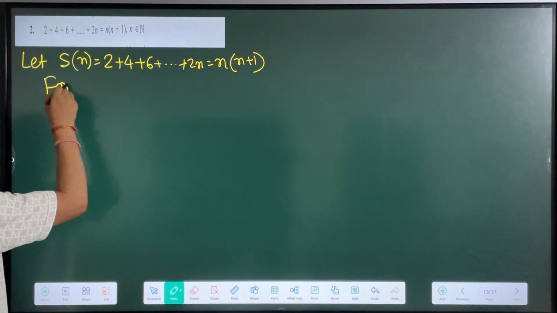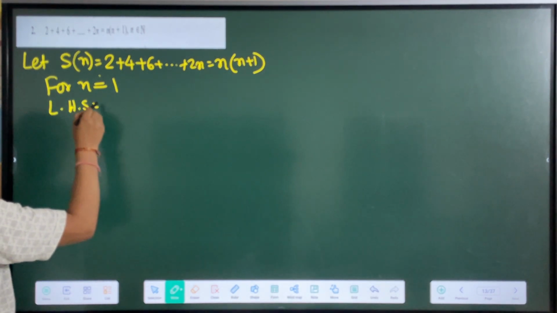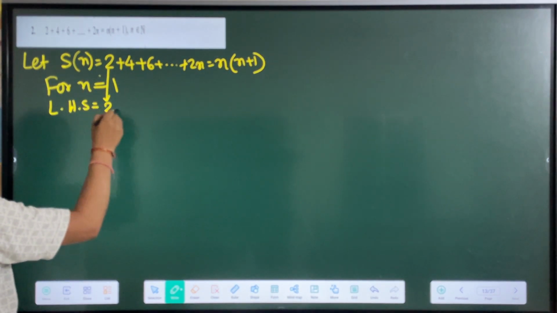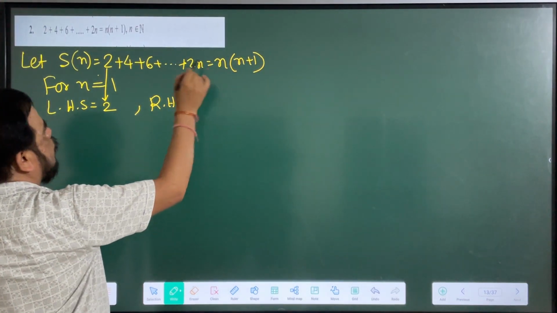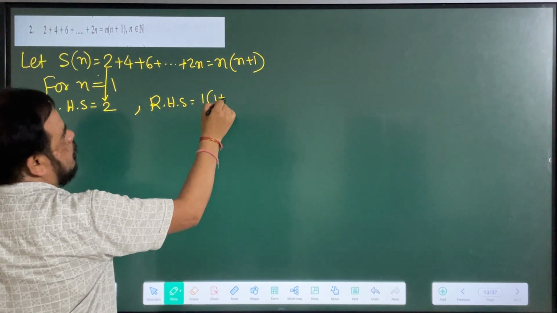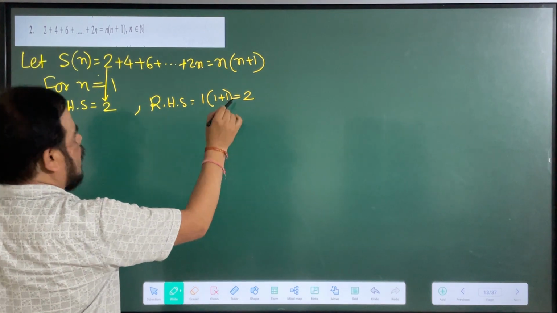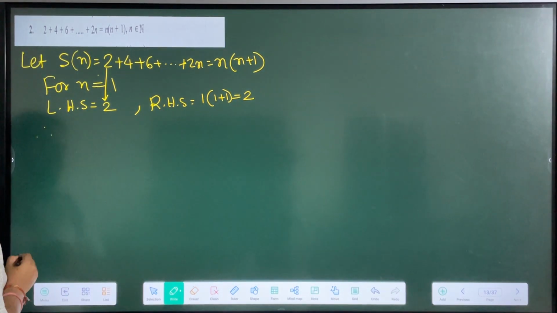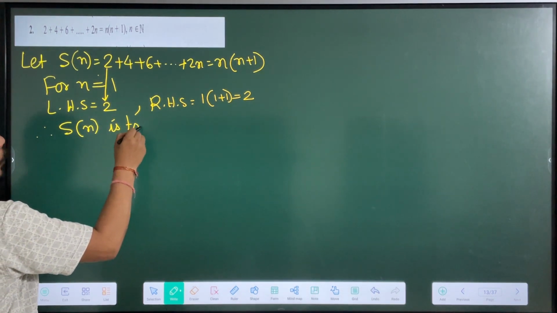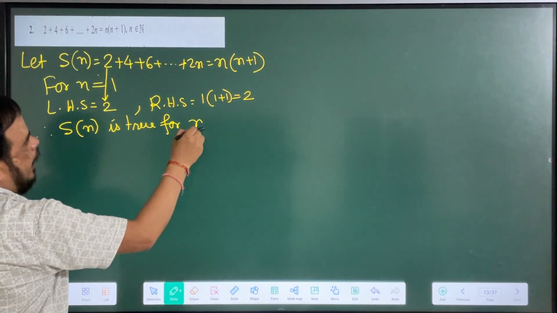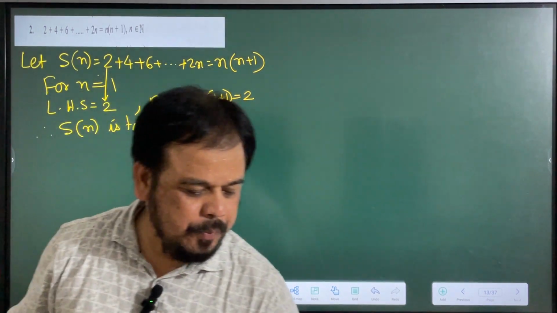So for n = 1, LHS, first term is 2, so directly 2. RHS, in place of n, what we will put? 1. 1 into 1 plus 1 equals 2. 1 plus 1 is 2, 2 into 1 is 2. LHS is 2, RHS is 2. Therefore, Sn is true for n = 1. First part is finished.